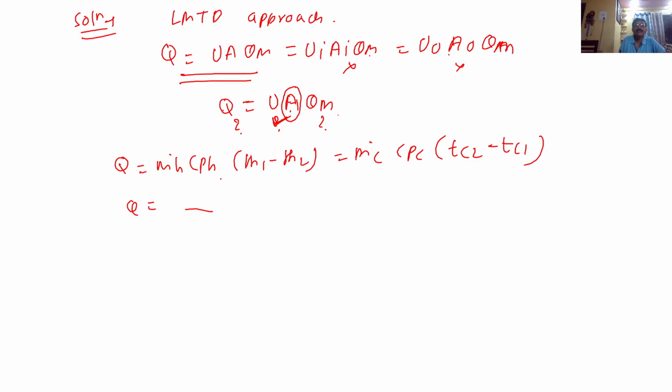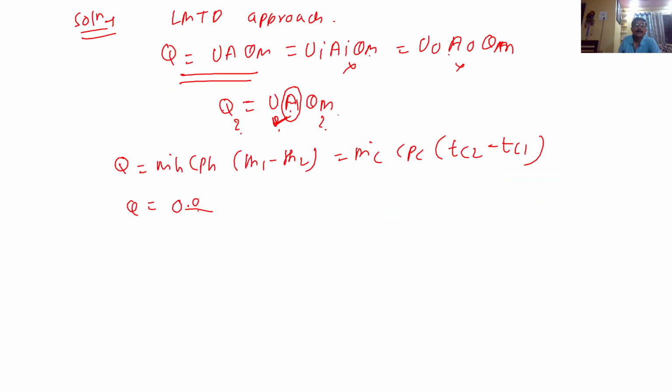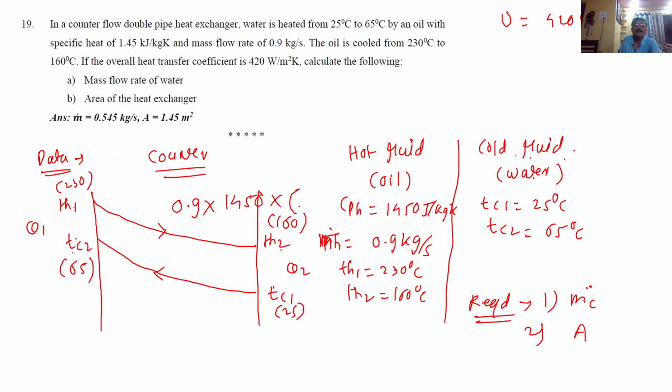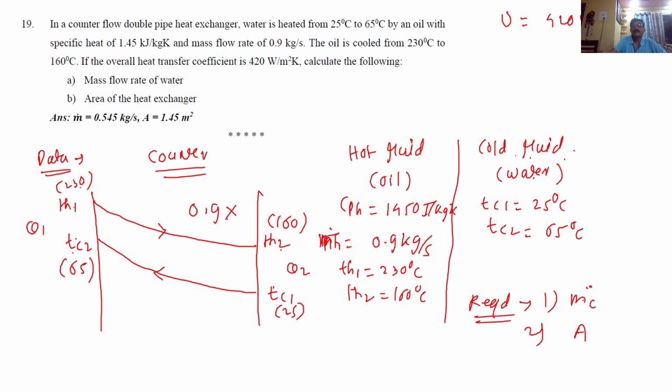I need to recalculate it because it has vanished, so I will do it again. Q is equal to m dot h. What is m dot h? 0.9. CPH is how much? 1450 into TH1, 230 minus 160. Again the same thing is happening. 0.9 into 1 minute. There is the issue. I can't undo it.